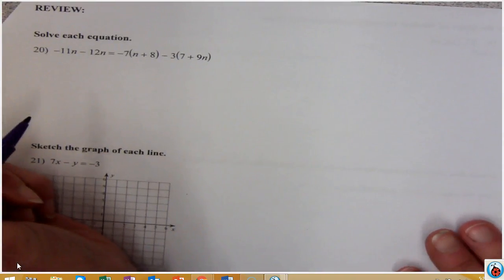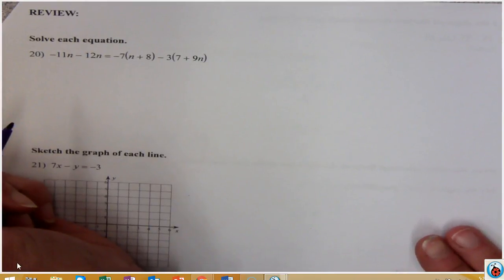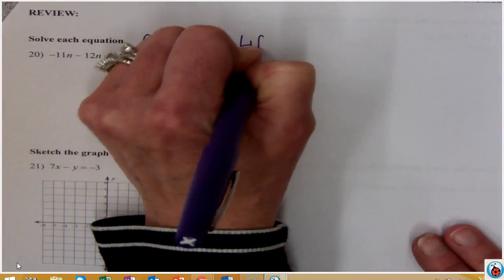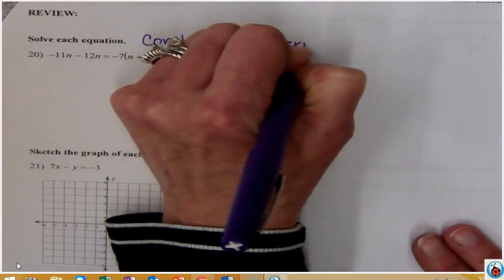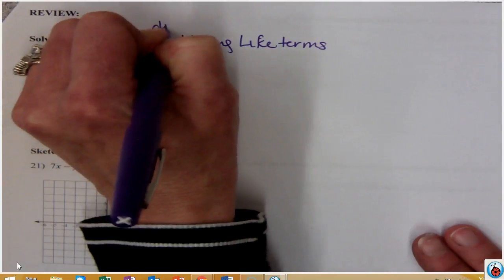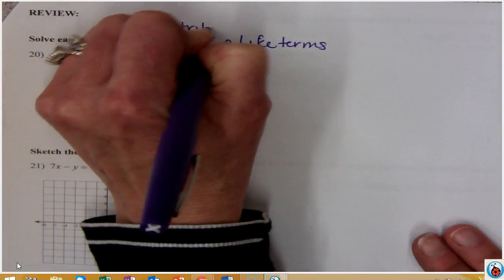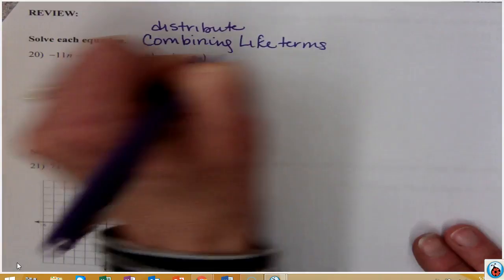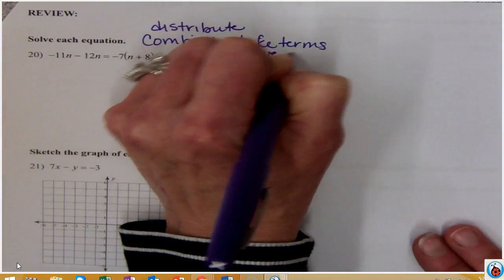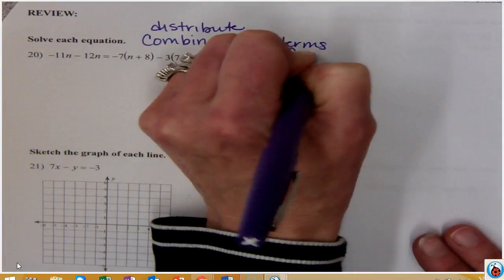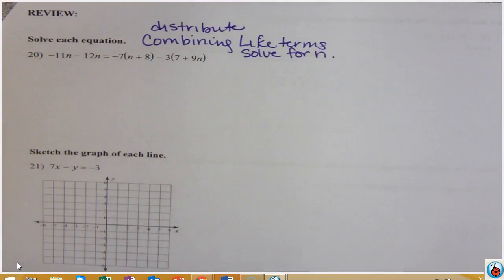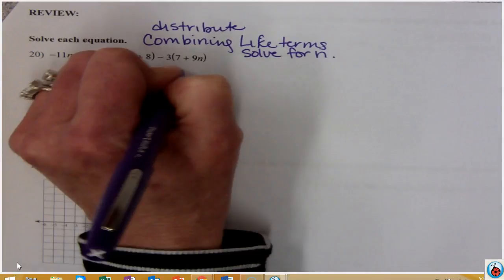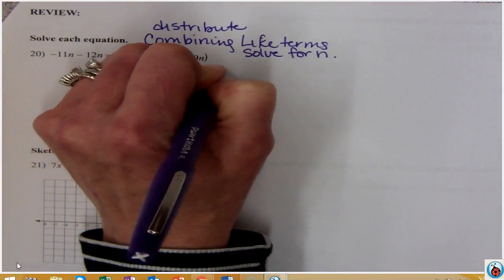Solving this equation, you're basically going to just combine your like terms. This is combining like terms. You've got to distribute first, combine like terms, and then solve for n. Okay, you're going to get n equals negative 7.